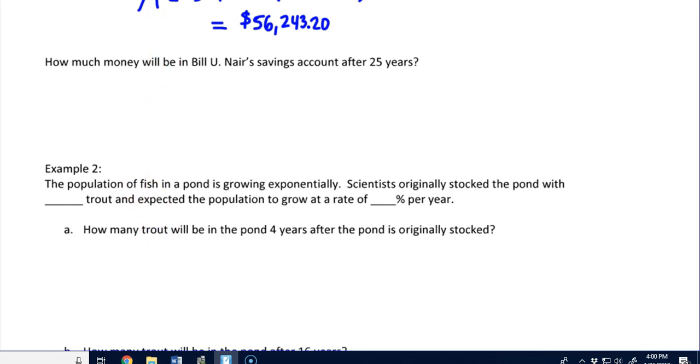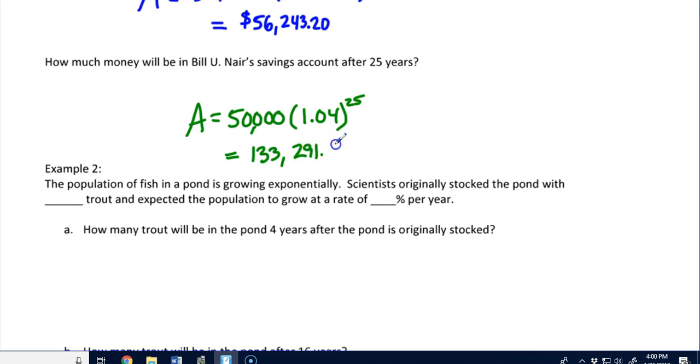So hopefully you did this. With compounding of interest, that $50,000 is going to grow very well, right? It's going to be out to $133,291.82, excuse me.